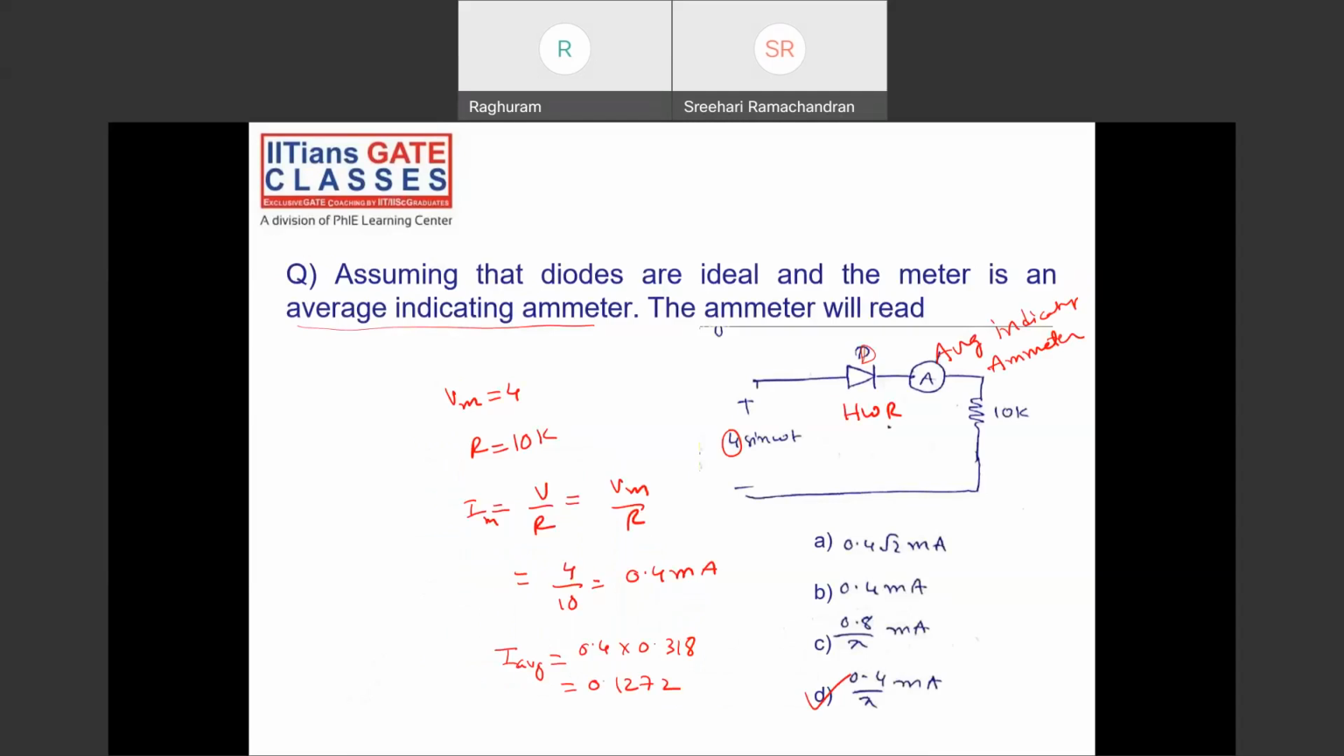In meters also you'll be having average meters as well as true RMS meters. They call them true RMS meters. So RMS value is nothing but, as I told you, it's heat dissipation equivalent to the heat dissipation in case the supply is DC. That is how they actually work.